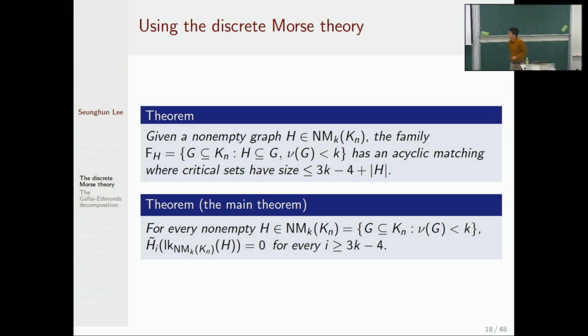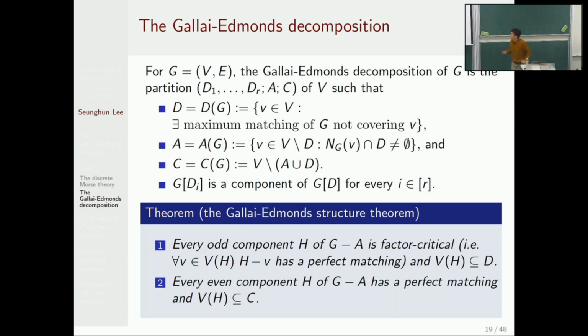Because there are no such sets, the homotopy equivalent CW complex does not contain any 3K minus 4 dimensional cell or above. Yeah, so this is the basis. Our attention is now on proving this theorem.